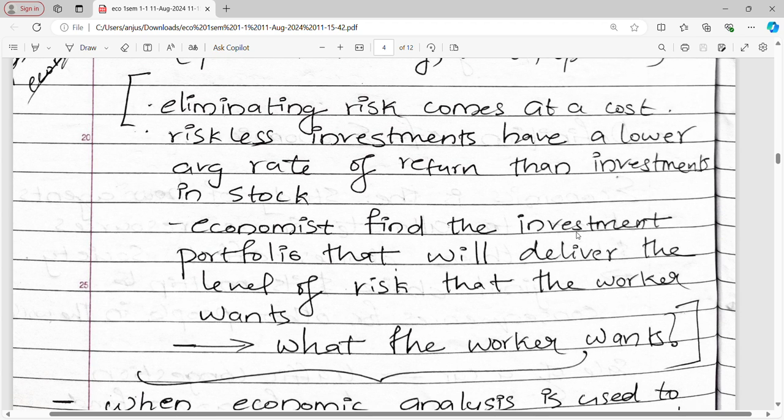So eliminating risk comes at a cost. Riskless investments have a lower average rate of return than investments in stock. Eliminating risk comes at a cost. Economists find the investment portfolios that will deliver the level of risk that the worker wants.